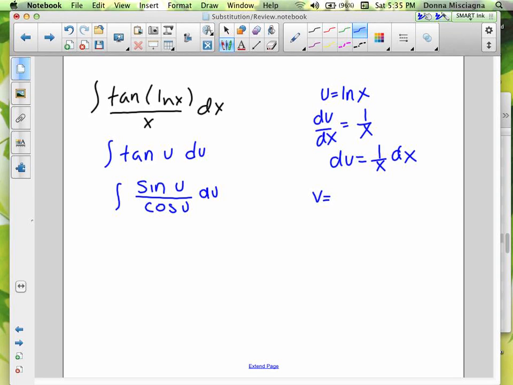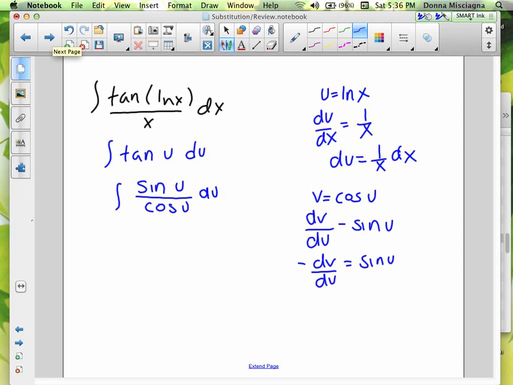I'm going to do one more substitution, a v substitution. My v is going to be the denominator. It's going to be cosine u. The dv, this time with respect to u. Derivative of cosine is negative sine. And you see, I got everybody covered except for that negative. Negative dv du is going to be sine u. So now I can integrate this thing.